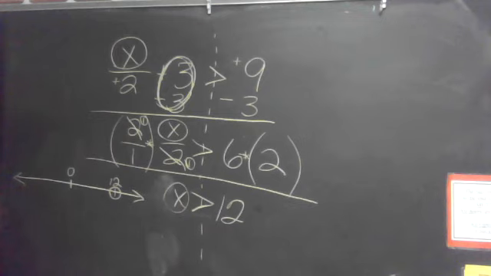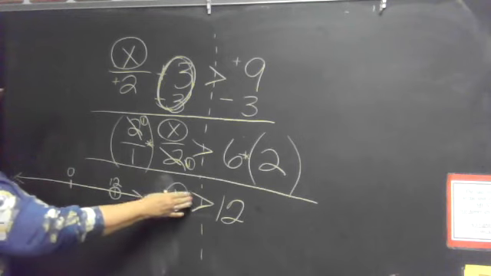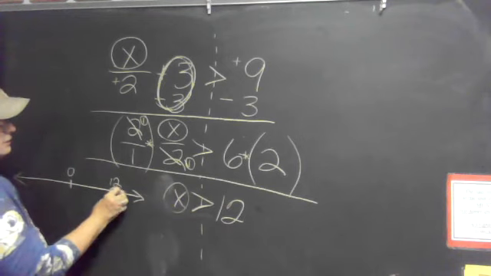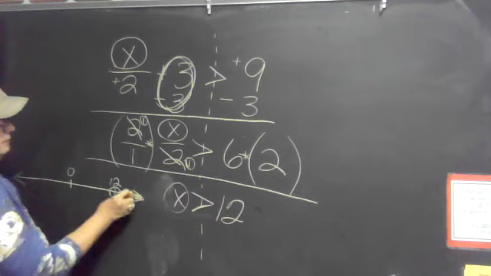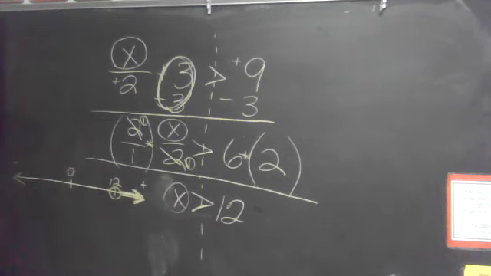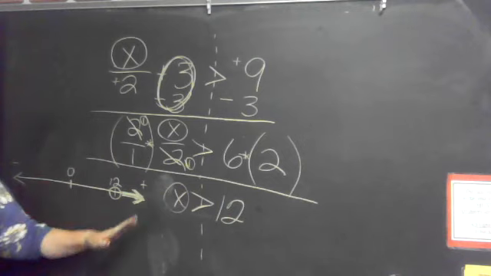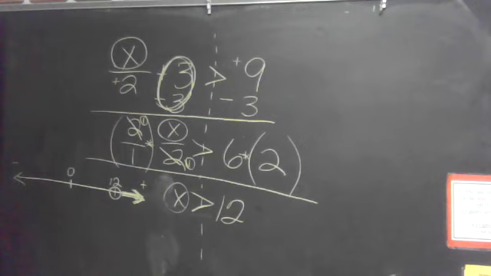And then the second decision you have to make is which way you're going to shade. And you're going to shade in the greater direction because x is greater than 12. So you go in the plus direction. This is the minus direction. It's greater than 12. Does that help, Rebecca?